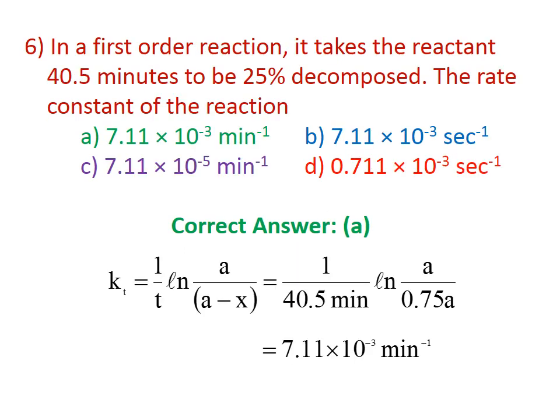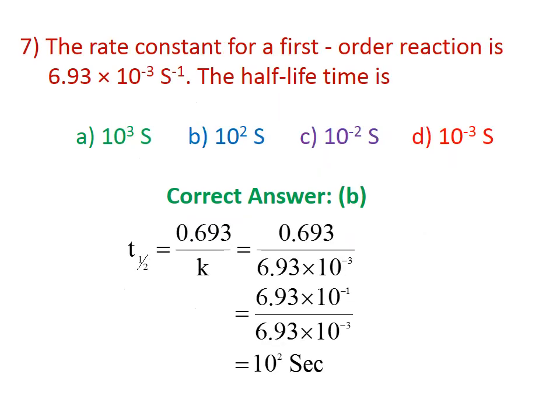In a first order reaction, it takes 40.5 minutes for the reaction to be 20% decomposed. The rate constant K will be equal to 1 by T into ln of A by A minus X. T is 40.5 minutes into ln of A by 0.75 A, since 25% completed means 0.75 remains. You multiply it, you will get 7.11 into 10 to the power of minus 3 minute power minus 1. Therefore, the correct answer for this question is A.